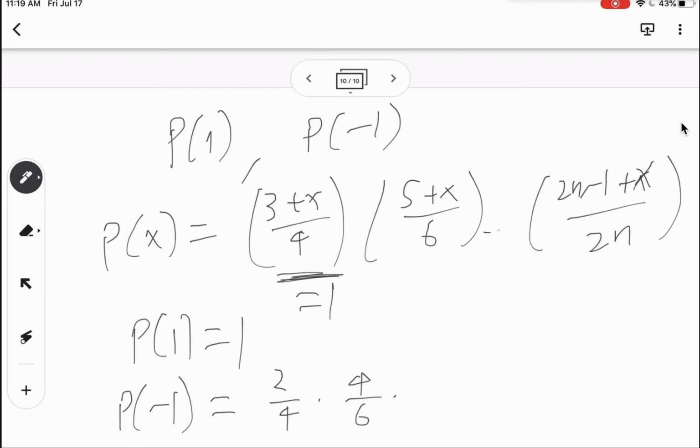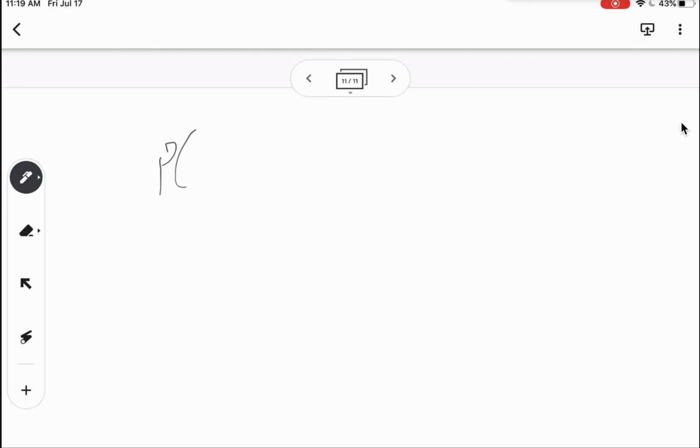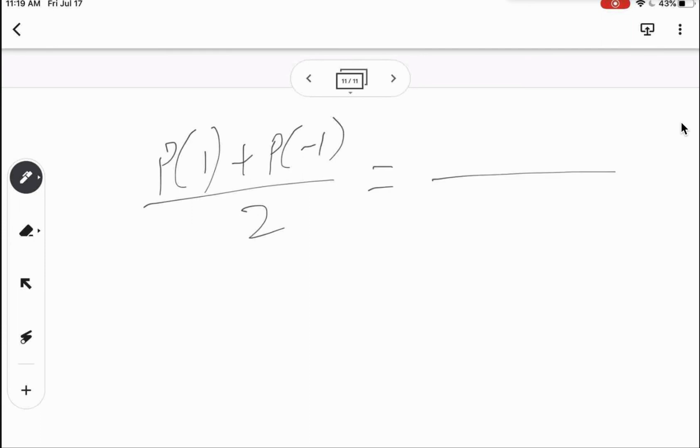And if you keep on going, it would be 6 over 8 all the way to 2n minus 2 over 2n. And what you notice is that this telescopes. The 4 cancels out, the 6 is canceled out, the 8 and everything, all of this cancels out, and what you get is 1 over n. And remember, our answer is (P of 1 plus P of negative 1) over 2, which equals (1 plus 1 over n) over 2, which is n plus 1 over 2n. And this is our answer.